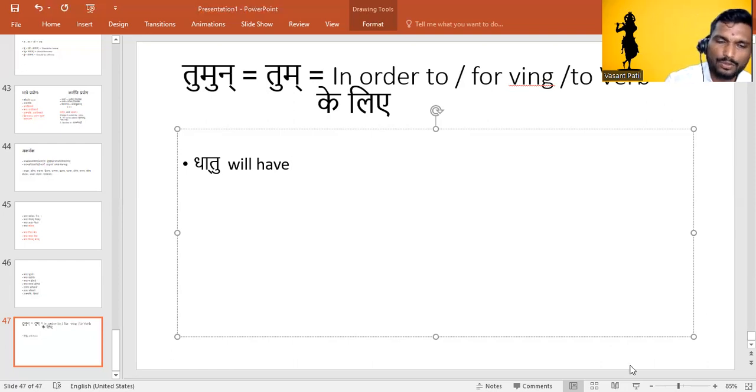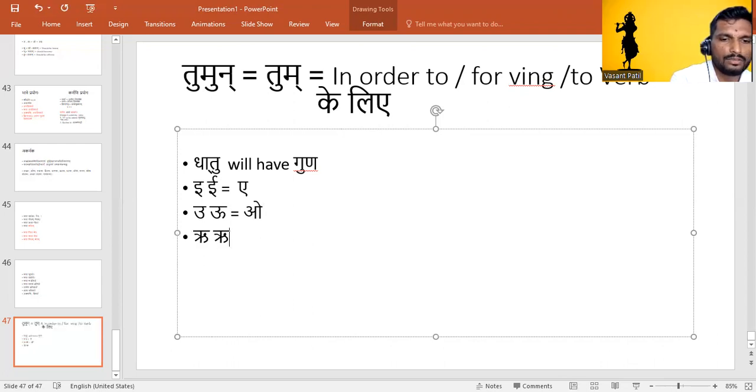Guna, I guna E, U guna O. So guna. What are the gunas? I or ee is E. This is I guna. Guna sandhi is different and guna is different. U will become O. Ru or roo will become ar, and lru will become al. These are the gunas. So first rule is dhatu will have guna.